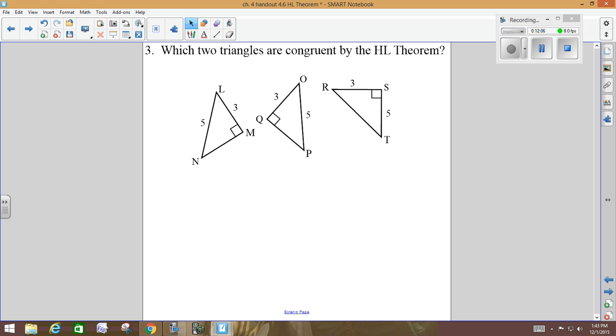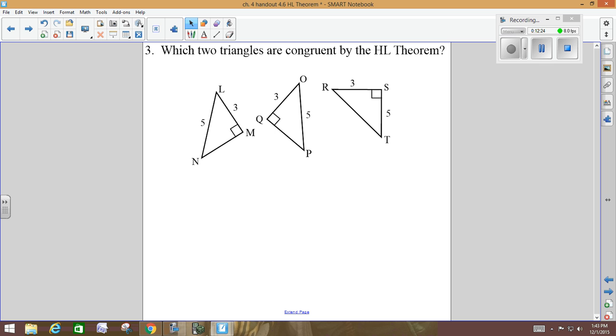What's the H stand for? The hypotenuse. So if you're going to try and prove that triangles are congruent with the HL theorem, you have to have congruent hypotenuses. I don't know how to pluralize these.